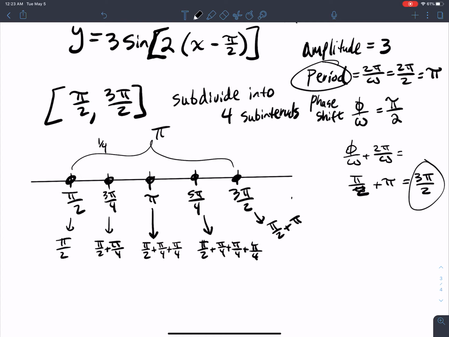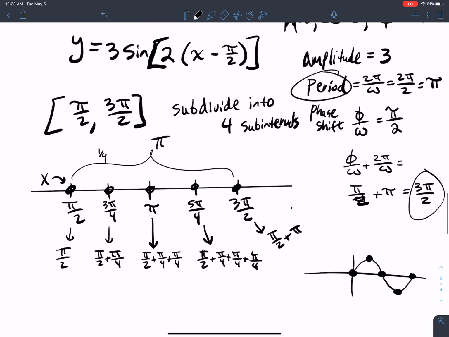Now that I have these x values, I'm going to plug those in. So I use these x values to plug into my function. Well, think about what sine does. Typically, it starts at 0. It goes up, down, down, up. So my critical points look like this. Okay. Well, what do I know?